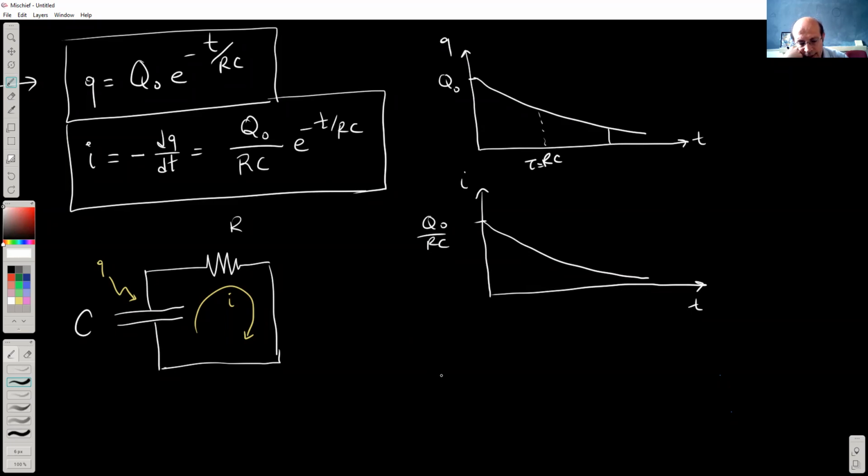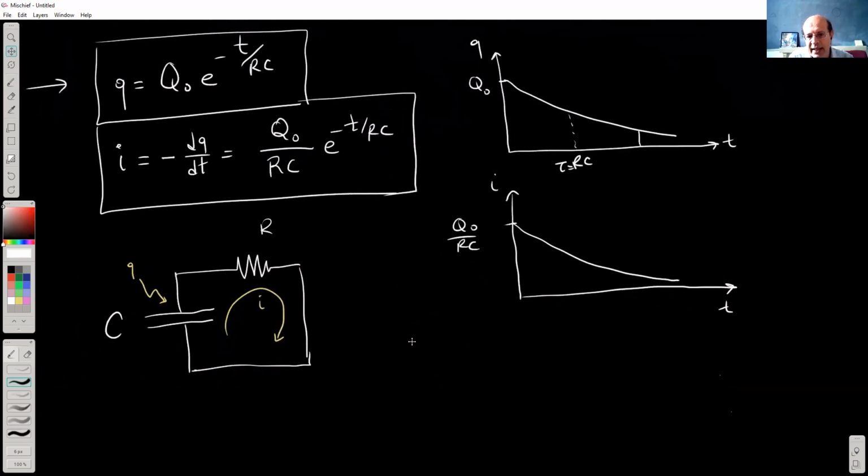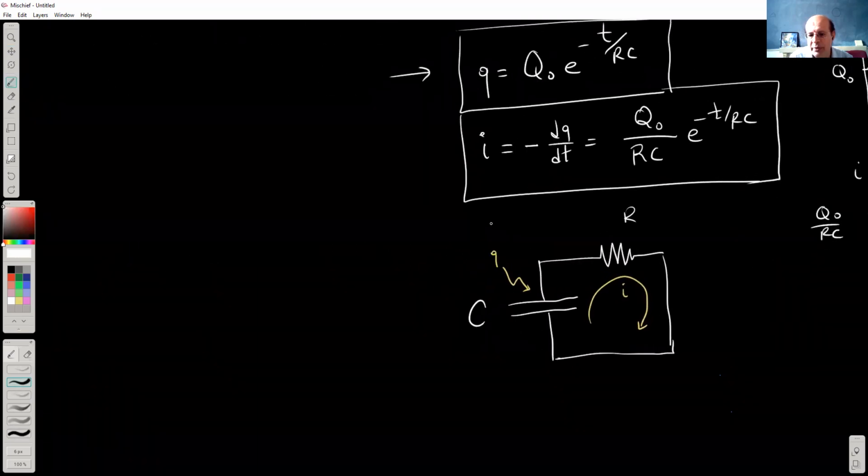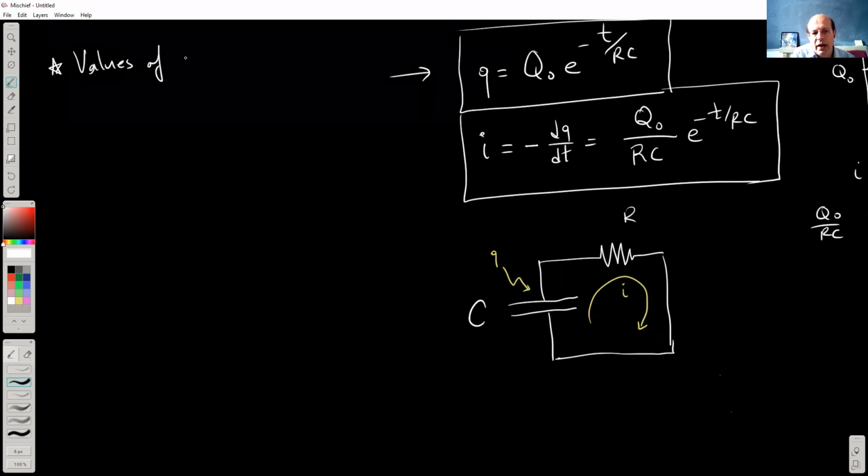I don't know if you have any questions in here. So the discussion of the values at t equals 0 and t equals infinity is something that I can similarly discuss, just as I have discussed before, right? So for this circuit, let's say values of I and Q at t equals 0, at the initial time. So Q is equal to Q0, that's given.